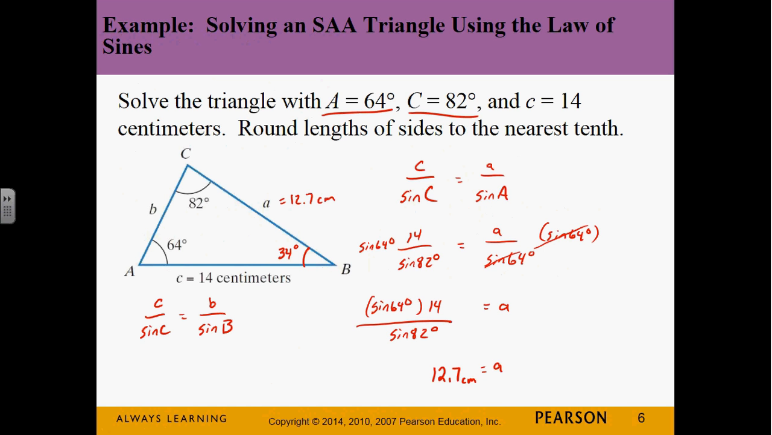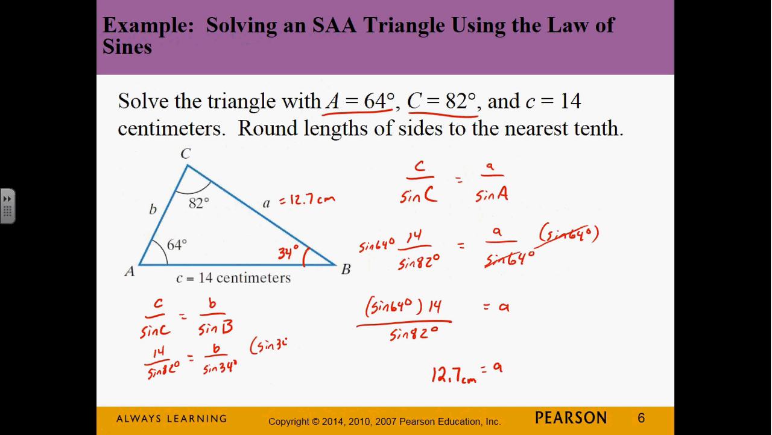So generally, we want to use values that are given that are exact, okay? If we can't, that's fine. We'll get some kind of approximate answer. But anytime we can, we really should use those exact answers. So that's why we'll use B instead of A. So this is going to give us 14 over sine 82 equals B over sine 34.